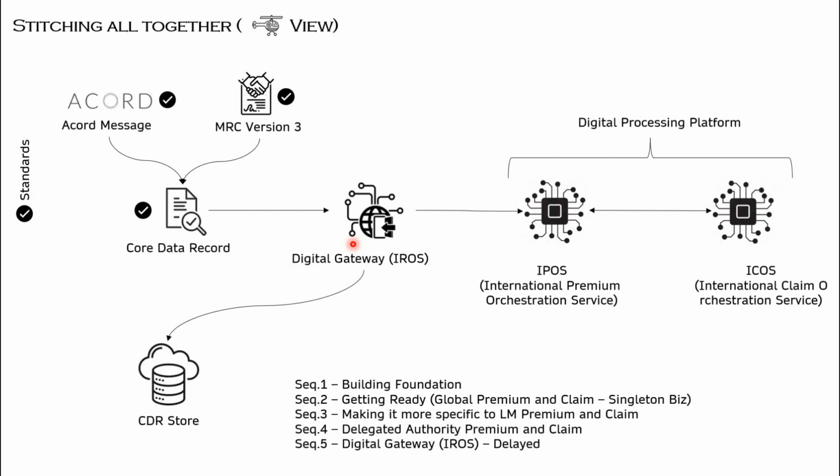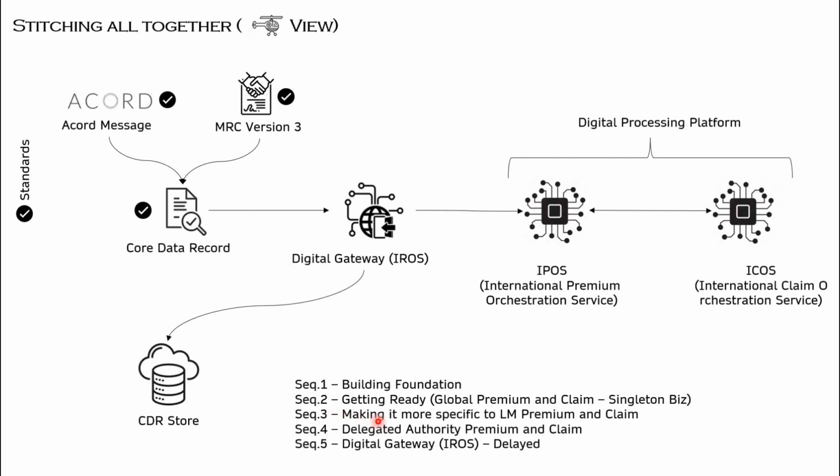Lastly, let's talk about the sequences under which the program is being delivered, which we discussed earlier also. Sequence 1 is already delivered. Under Sequence 1, the market delivered the foundational services on which the entire Blueprint 2 program runs. Sequence 2 is also delivered. This is basically for global premium or singleton business.